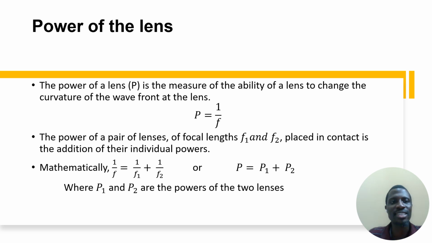Before we conclude today's lesson, we define the power of a lens. The power of a lens is the measure of its ability to change the curvature of the wavefront at the lens. It's often calculated with P equals 1 over F, where F is your focal length. The power of a pair of lenses of focal lengths F1 and F2 placed in contact is the addition of their individual powers. Mathematically, it is expressed as 1 over F equals 1 over F1 plus 1 over F2, equals P equals P1 plus P2, where P1 and P2 are the powers of the two lenses respectively.